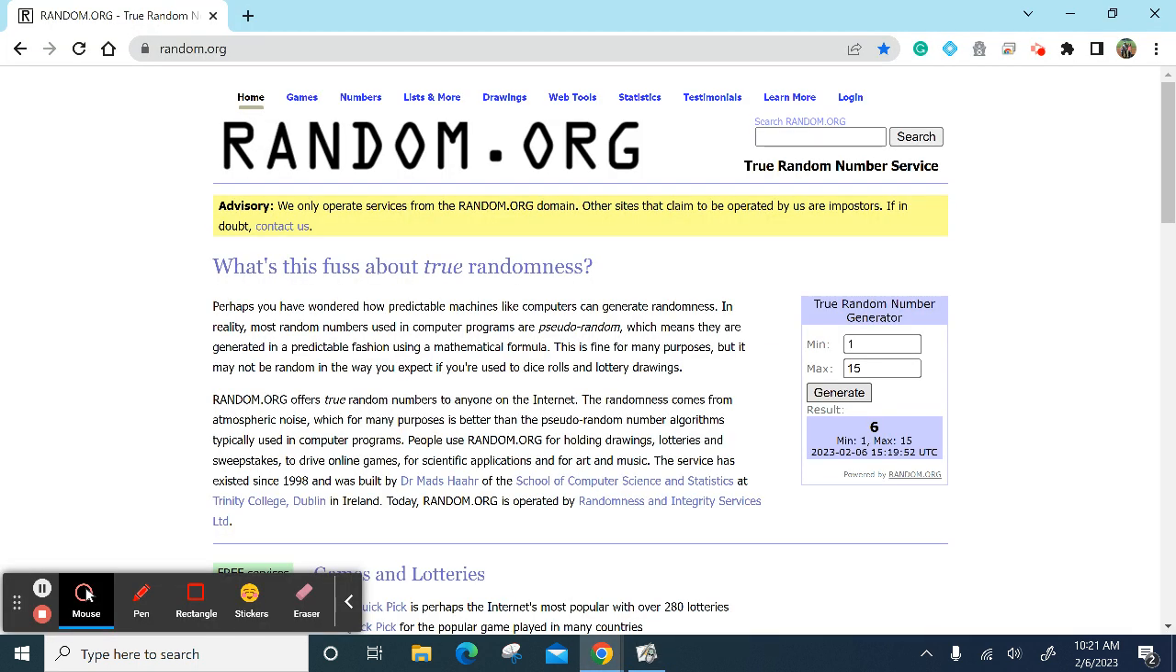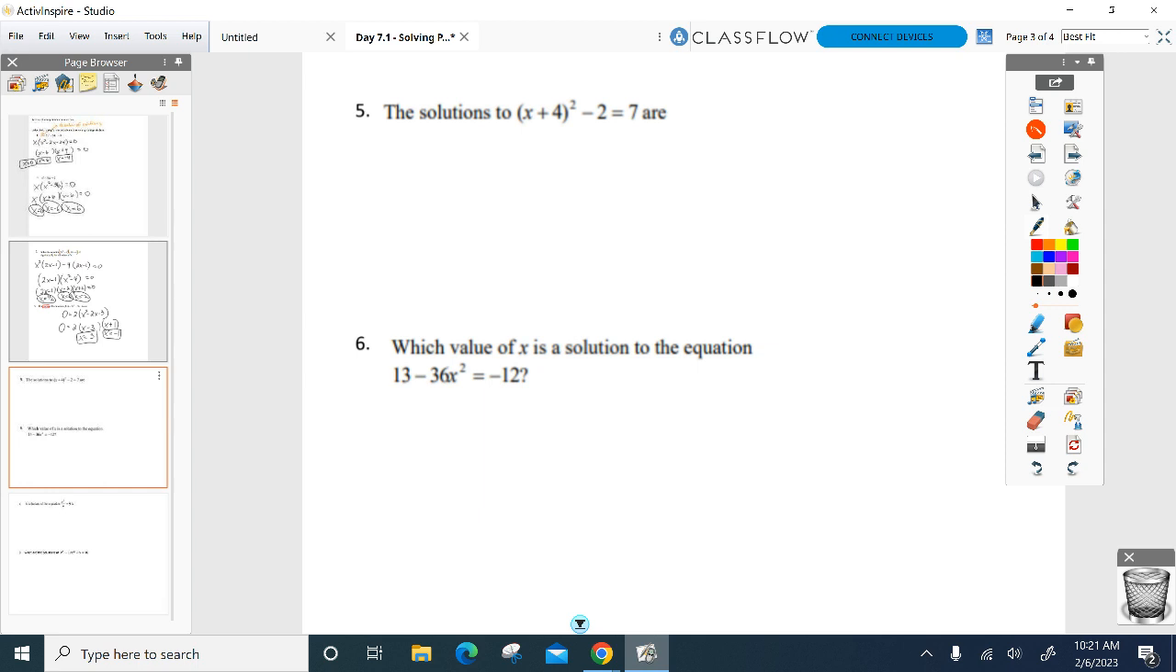What's your first go-to here? When you add 2 to both sides. Yes, add 2. Some of you, if you got called on, may have said take the square root. Not yet. It's got to be by itself to take the square root, and to get it by itself, yes, I add 2 to both sides. So I get x plus 4 all squared equals 9.